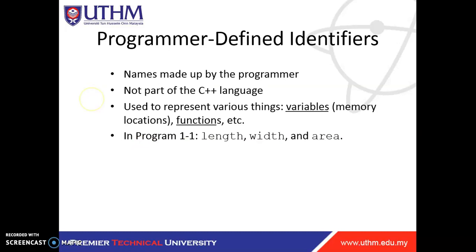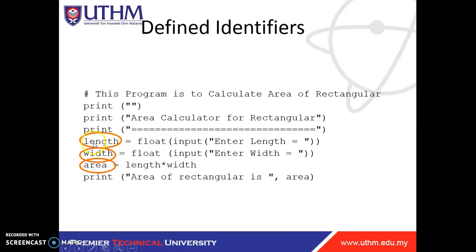Next, identifiers are the names made up by the programmer. You can name them. They are not part of the language, and are used to represent various things, such as variables, memory locations, and functions. In this program, you have length, width, and area as names. You define them as floating numbers, and then you ask the user for the length and for the width. For the area, you are not asking the user, but it is equal to length times width. So this is the identifier. It identifies the things that you want to work with.